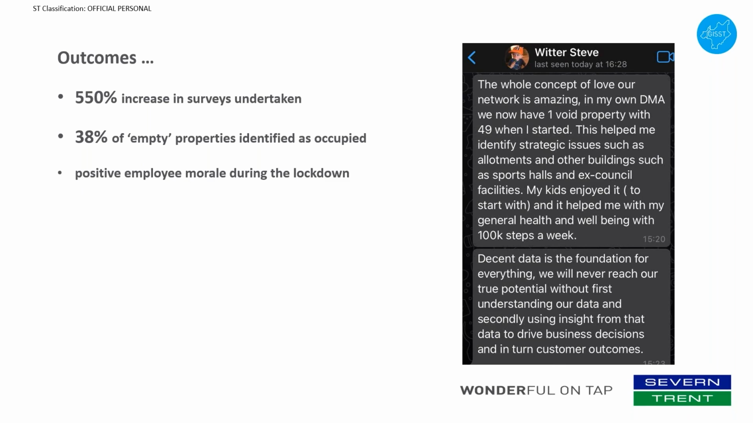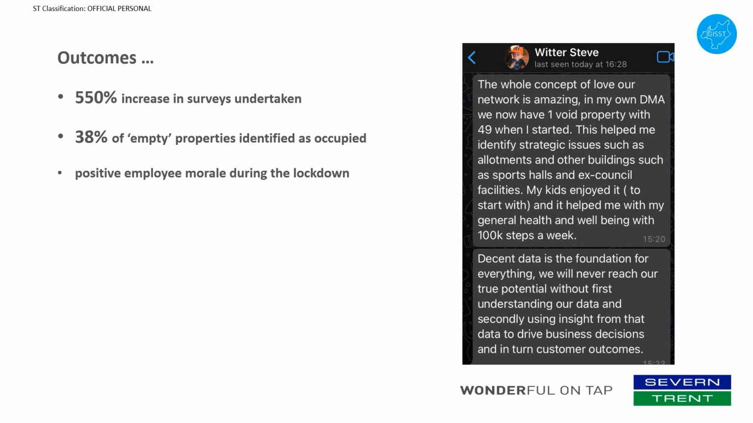Positive employee morale during the lockdown. So I'm going to read out a message that I got, as you can see, at 16:28 one afternoon, from one of my colleagues. "The whole concept of Love Our Network is amazing. In my own district metered area, we now have 1 void property with 49 when I started. This helped me identify strategic issues such as allotments and other buildings, sports halls, ex-council facilities. My kids enjoyed it to start with, and it helped me with my general health and well-being with 100,000 steps a week."